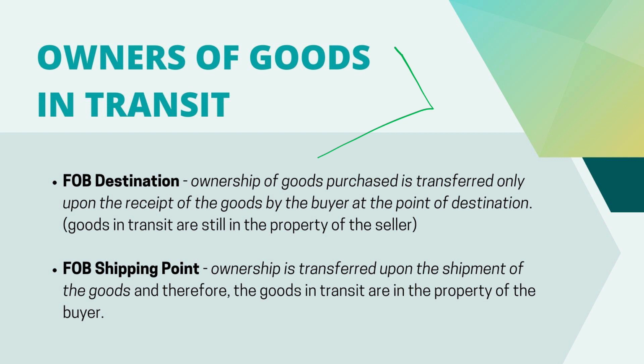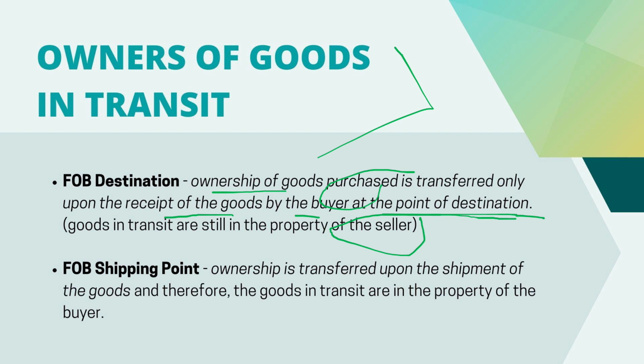So when we say FOB destination, the ownership of goods purchased is transferred only upon receipt of the goods by the buyer at the point of destination. So while in transit pa yung goods, ang nagmamay-ari dyan ay yung seller. Antayin mo na yung goods ay dumating sa warehouse ng buyer, para ma-recognize siya as sales. Okay? So sa point of view naman ng purchaser, para ma-recognize niya na yun ay part ng inventory niya, wait niya until matanggap niya yung goods.